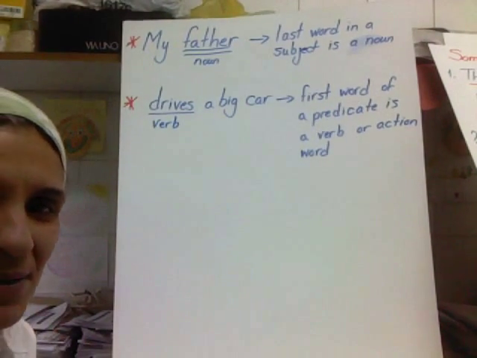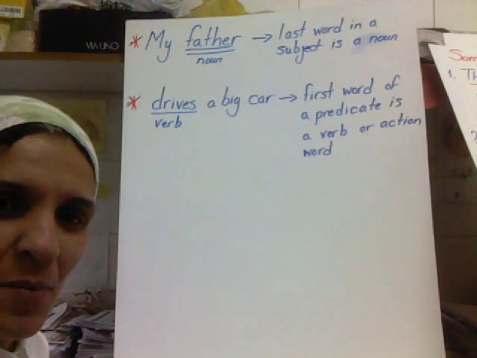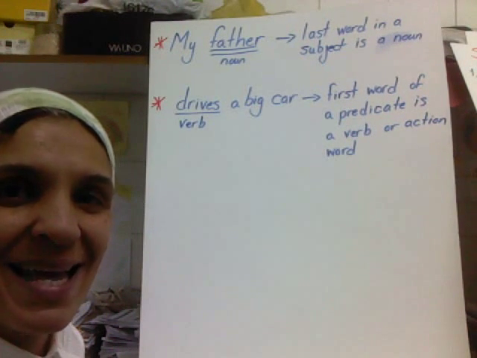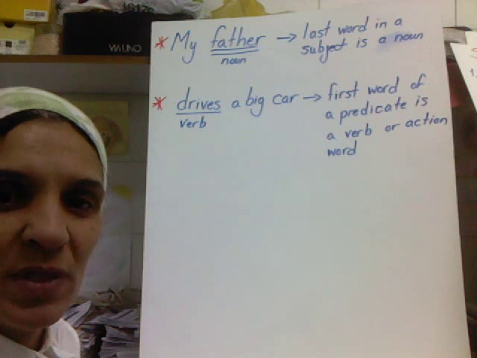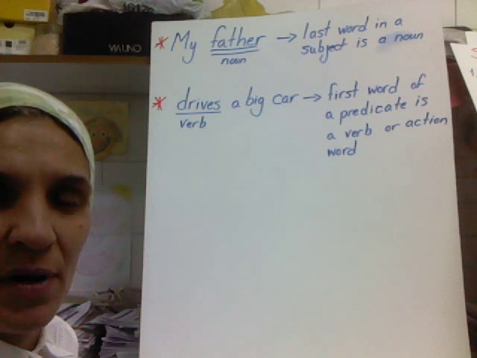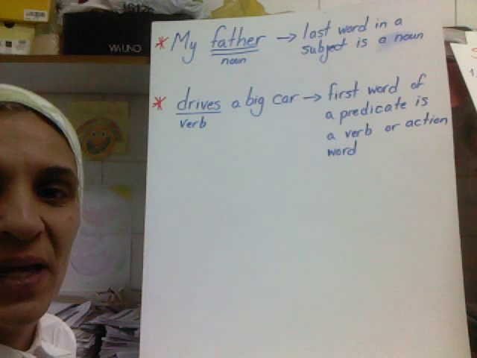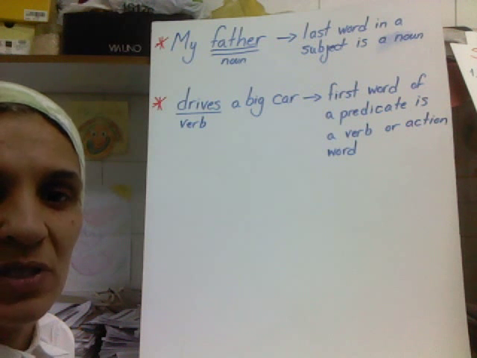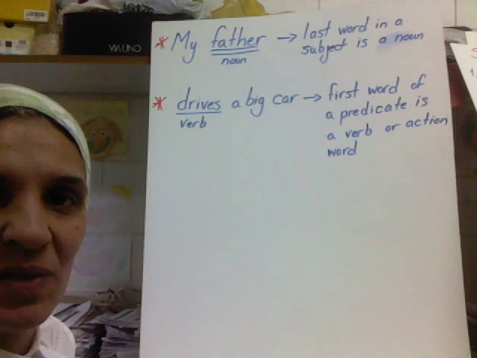Just to say one thing to help you identify where the subject of the sentence ends: it is at the noun. The last word of your subject is going to be a noun. So my father, my is a pronoun and father is a noun. It's a person's name. And the predicate always starts with a verb or an action word. In this case, drives. This is an action word. It is showing something being done.